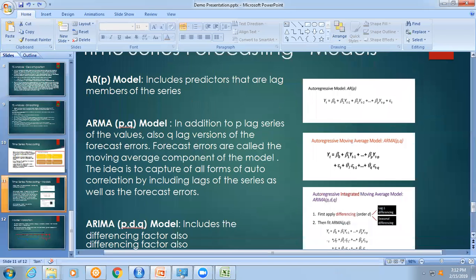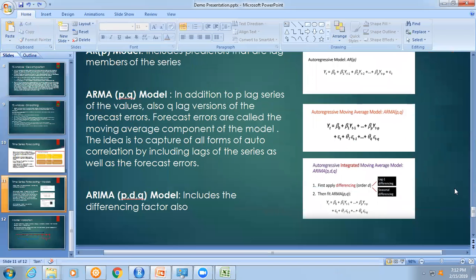So the first step is to apply differencing on the data. Differencing can be done at 1 lag or 2 lags, and the way we get to these numbers is also very important. And once the differencing is done, then the ARMA model is applied to come up with the forecasts. That is what is called the ARIMA model.